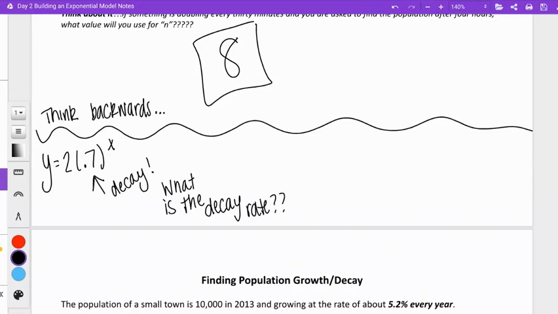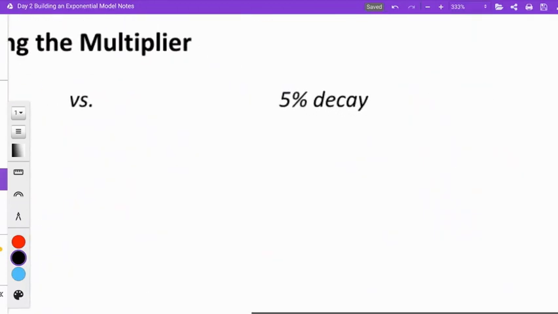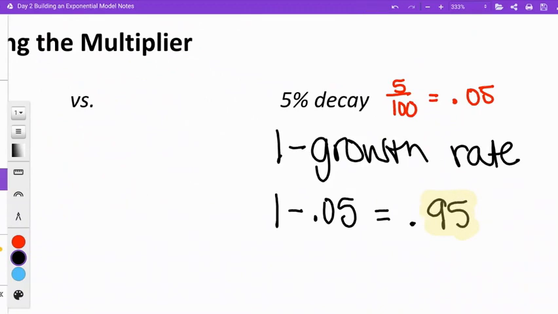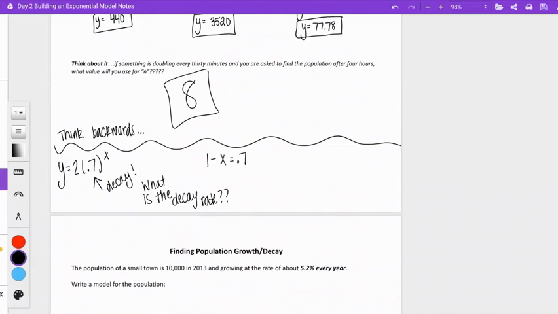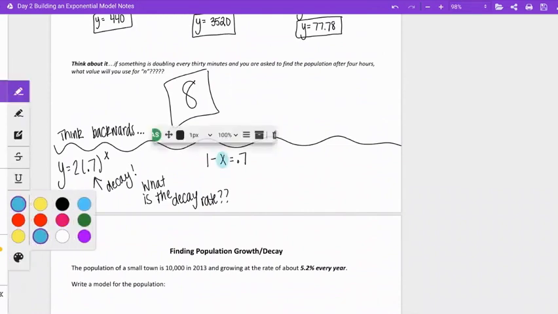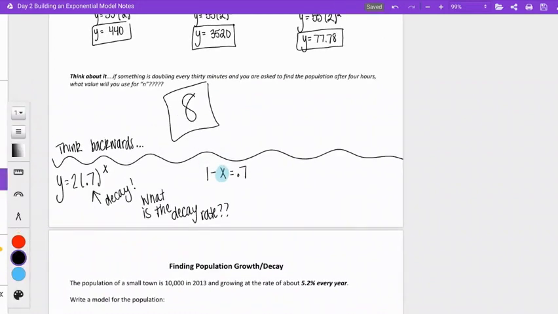Well, you're looking at this idea of 1 minus x gave you 0.7. Like if we were working backwards like we did up here to figure out what the decay rate actually is, like what percent it is decaying by, you want to take 1 minus this growth rate. And here's the rate right here, right? Like what is x? So if you work backwards, you would come to find out that x is equal to 0.3. So therefore, we're actually decaying by 30%.